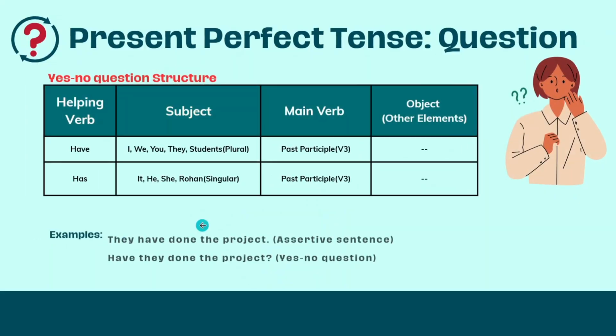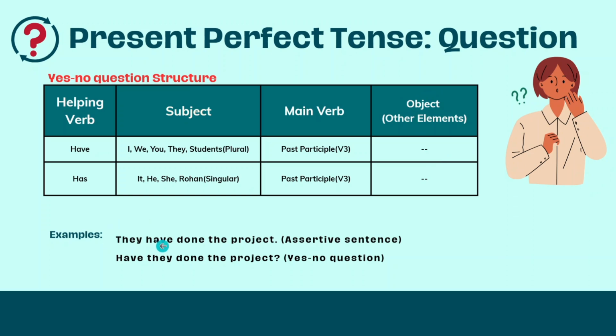Now let us move to how to form question with the present perfect tense. In order to make the question, we have to bring the have or has before the subject, and the subject has to be put after the have or has, right? After the auxiliary verb, followed by the main verb, the past participle form of the verb or the V3, and then any other elements like the object.